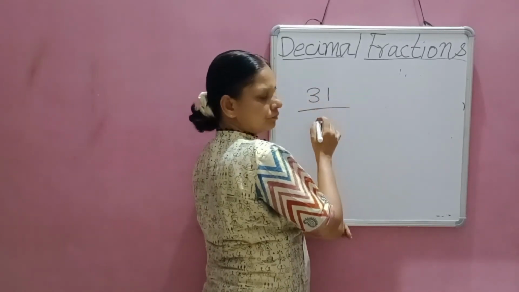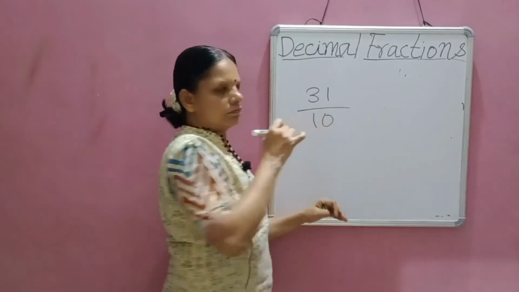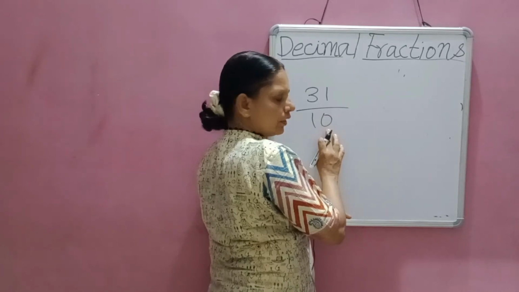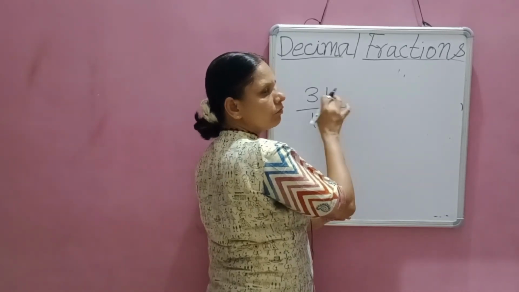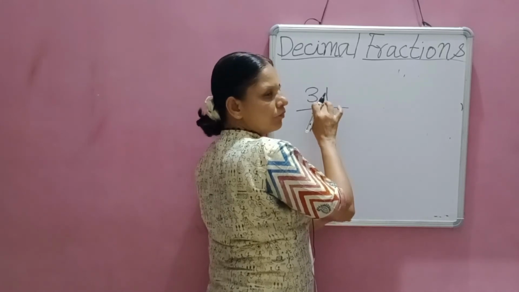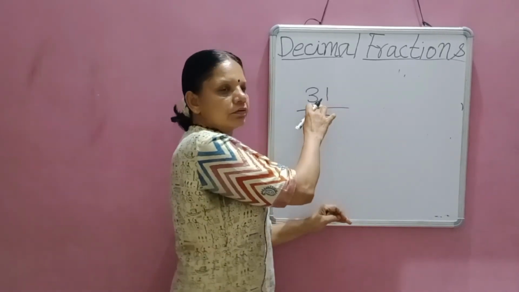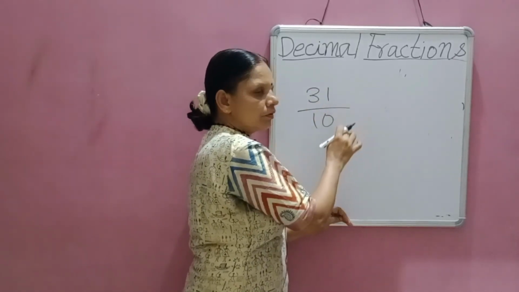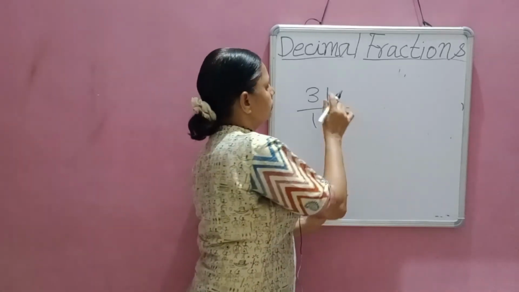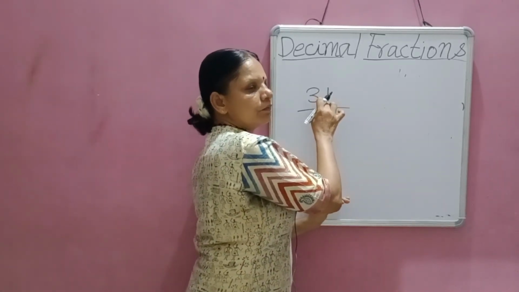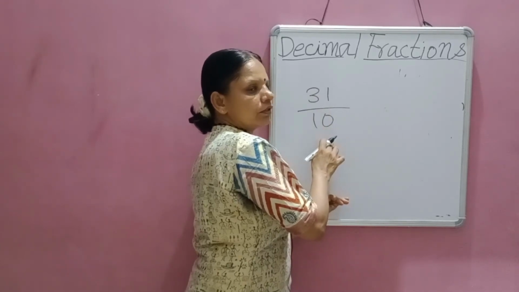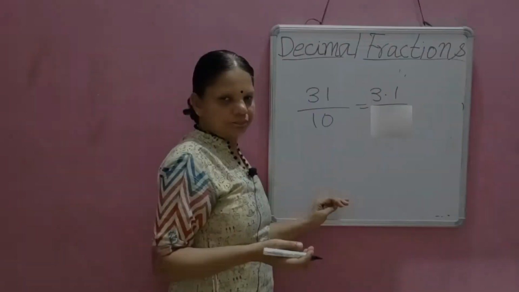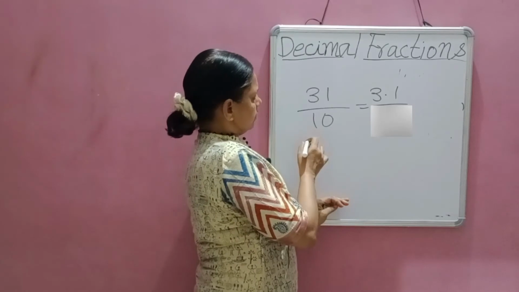3 1 upon 10. How to write using the decimal point? If the denominator is 10, put the decimal point before one digit. The digit after the decimal point will have place value 1 upon 10. Remember like that. So before one digit you have to put the decimal point if the denominator is 10. So this is equal to 3.1.